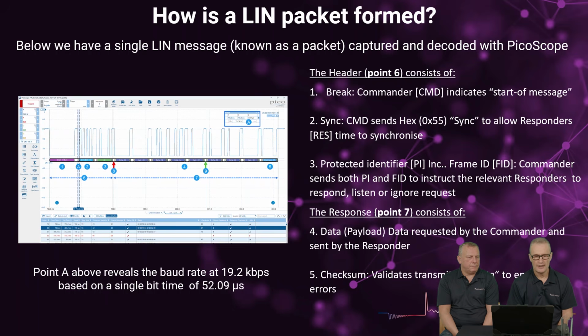And finally there, point A above in our example reveals the baud rate. Remember we talked about measuring the smallest bit? Well, here we have a single bit time of 52.09 microseconds, which gives us 19.2 kilohertz, a baud rate of 19.2 kilobit per second. So that's effectively broken down into language someone may understand.